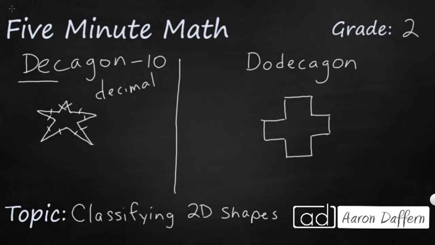And then dodecagons. It looks like the word decagon. It just has the do in front of it. Let's count that. 1, 2, 3, 4, 5, 6, 7, 8, 9, 10, 11, 12. Dodecagons have 12 sides.